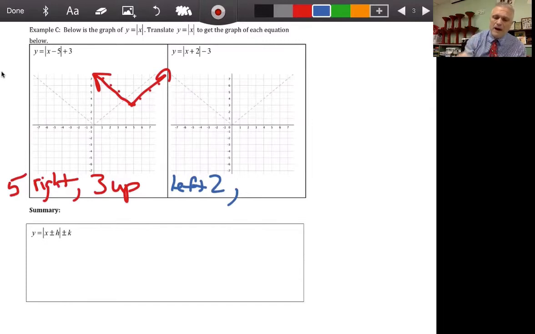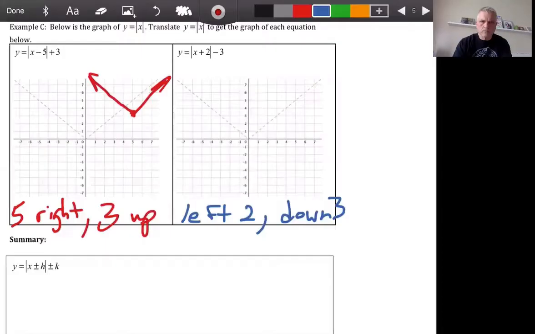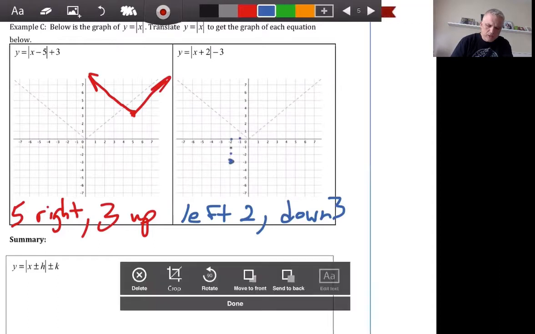It's up or down. It's minus, it's going down. So down 3 units. So 3 down. So we start at the origin and we move left 1, 2, and we move down 1, 2, 3, right there to that spot.